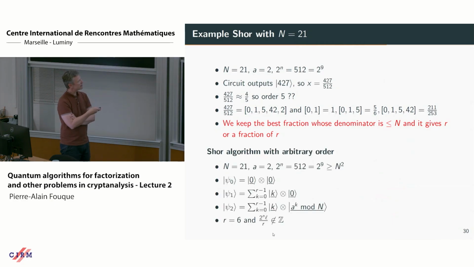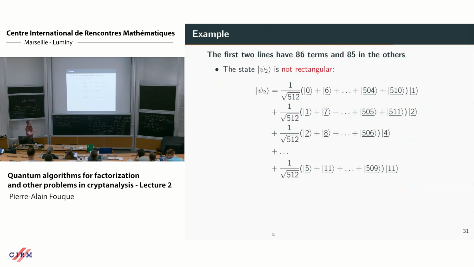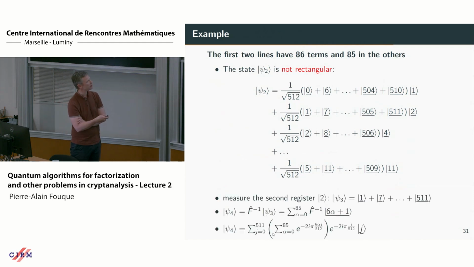So I do exactly the same kind of algorithm, but the only thing that changes is that at the end I have to do something a little bit more clever. Okay, and what changes is that, as I apply Shor's algorithm, you can see that the different lines here will not all have the same number of terms. For instance, the first two lines have 86 terms, while all the other rows have only 85 terms. And it will make the situation a little bit different.